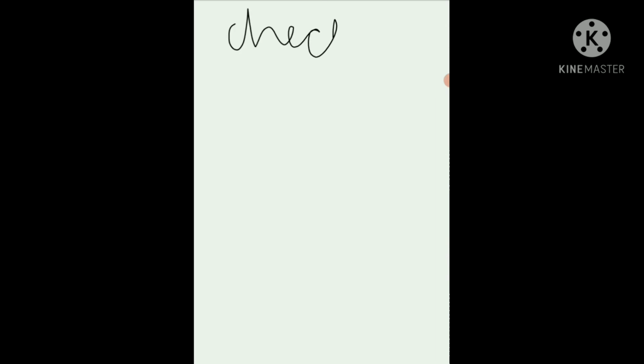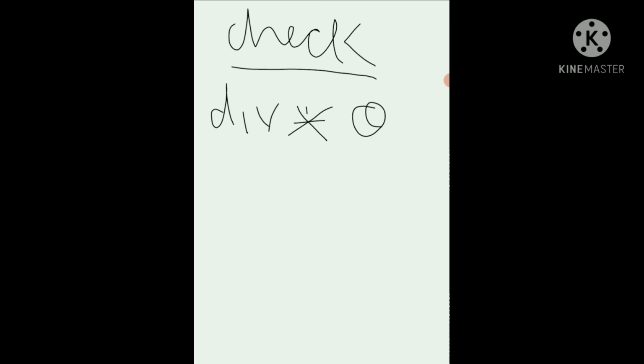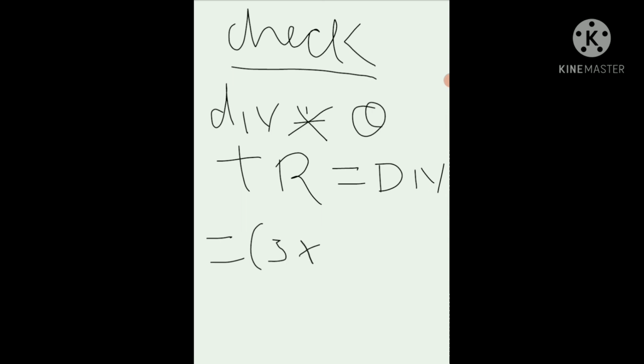See, the formula is what? Again we are going to check. The formula is divisor into quotient plus remainder equal to dividend. So see here, divisor is how much? Divisor is 3. Quotient is how much? 23. Remainder is how much? 1. Then equal to dividend, and dividend is 70.